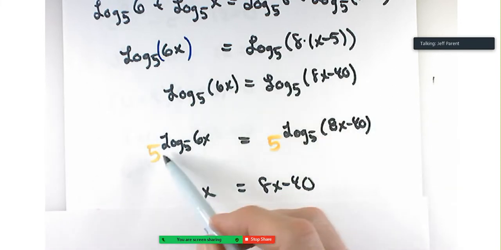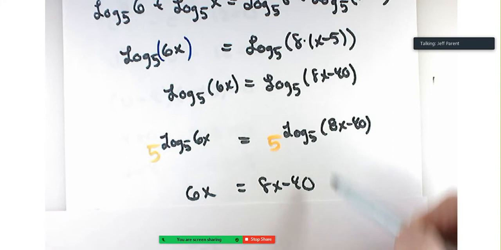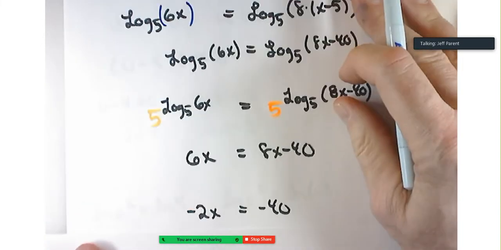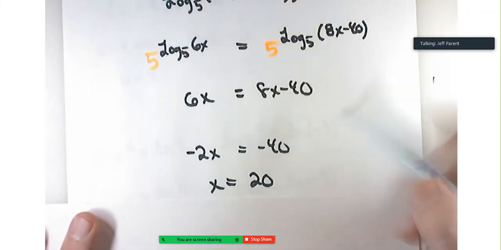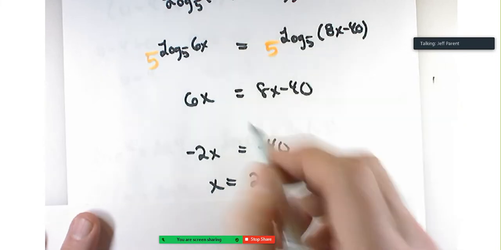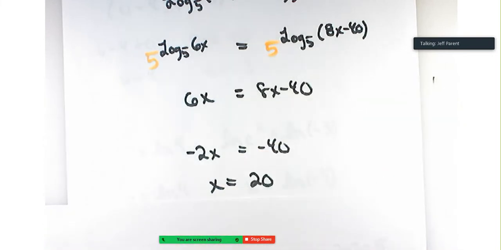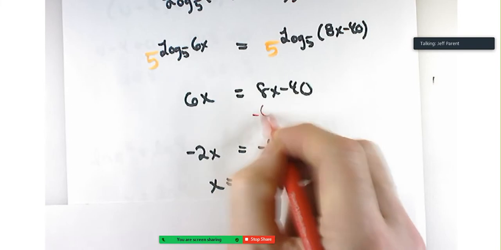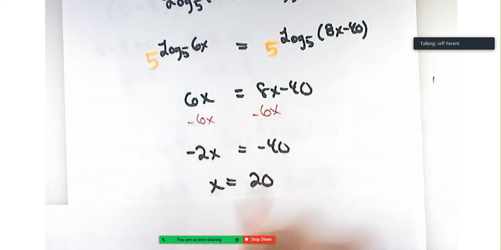These operations cancel, so I'm just left with the 6x and the 8x minus 40. The rest is pretty simple. Subtract 6x from both sides to finish solving. You get a little linear equation here that gives you x equal 20.